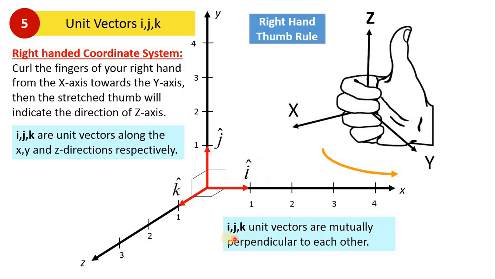And also to be noted here that i, j, k unit vectors are mutually perpendicular to each other. As you can see, because the x axis, y axis and z axis are mutually perpendicular, and because i, j, k are along x, y and z, they must automatically be mutually perpendicular with each other. That means the angle between i and j is 90 degrees, the angle between j cap and k cap is 90 degrees, and the angle between k cap and i cap is also 90 degrees. So we call it mutually perpendicular.